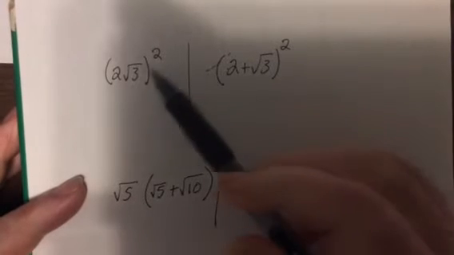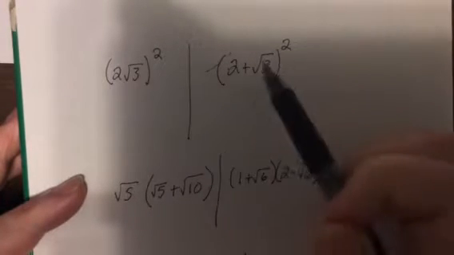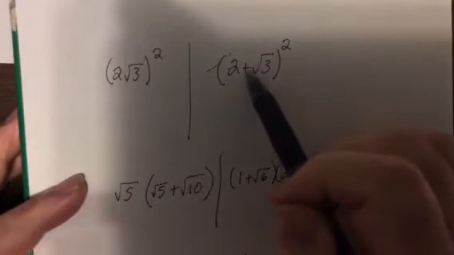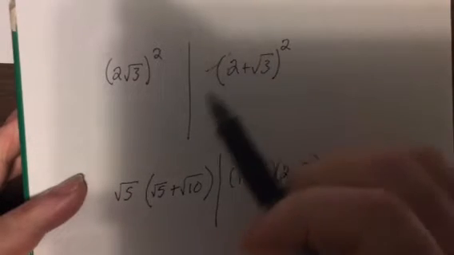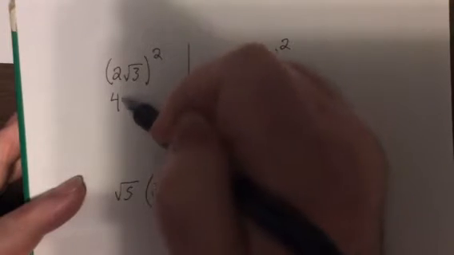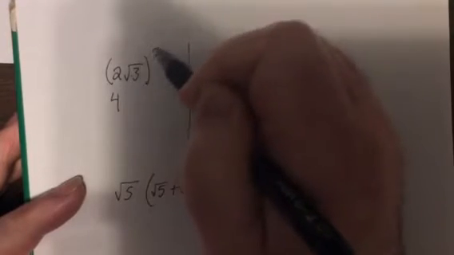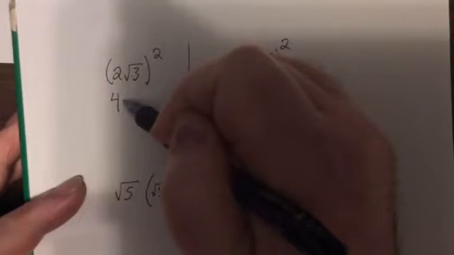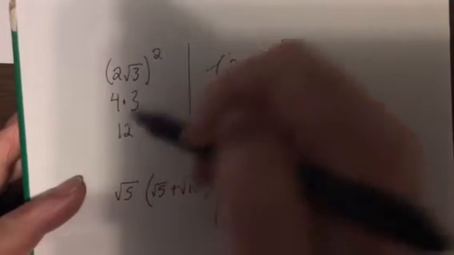Okay, now notice these two sort of look the same, but no, this has a plus, which makes the problem totally different. No pluses or minuses, you can just square both things. 2 squared is 4, and the square root square cancel each other out, so it's just 3. And 4 times 3 is 12.